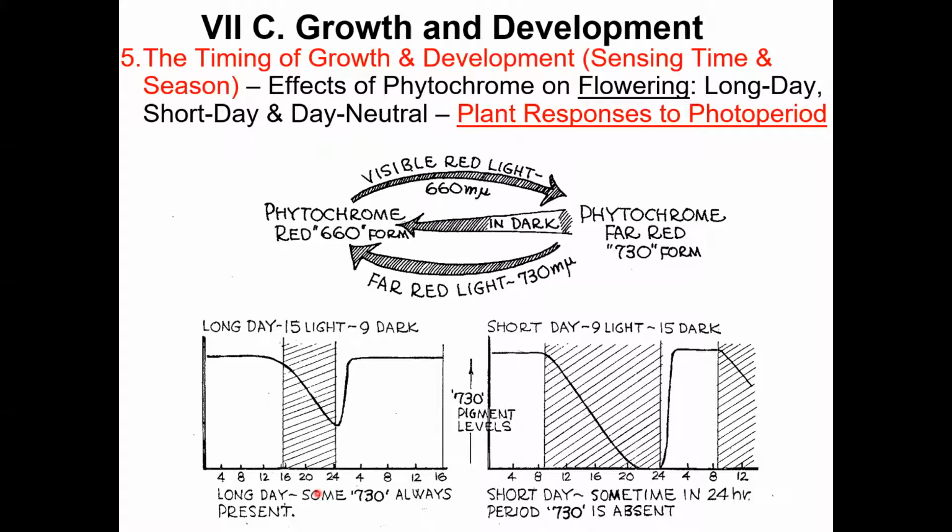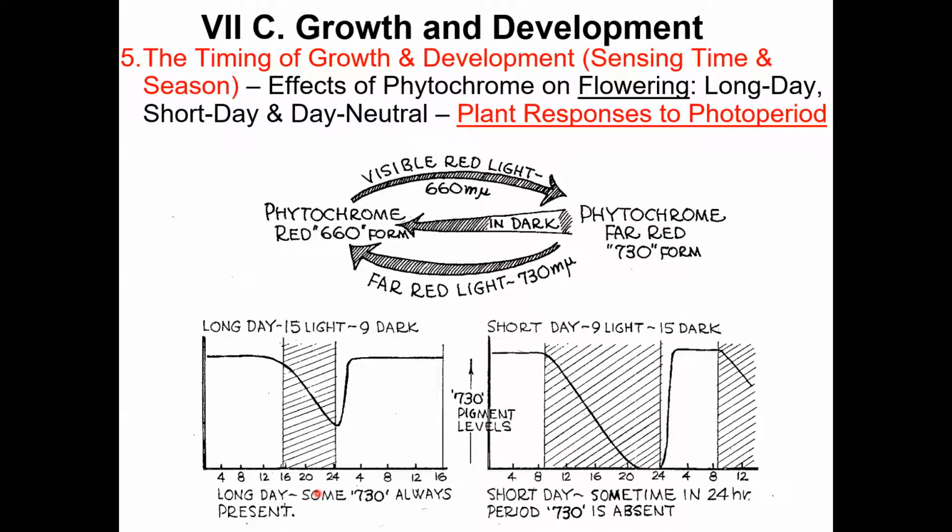But phytochrome is involved in some of the long day, short day plants, and we know more about the phytochrome than we do about the florigen business. I said phytochrome is a protein. That's true. It exists in two forms. There's a 660 nanometer form of it, and there's a 730 far red form of it.